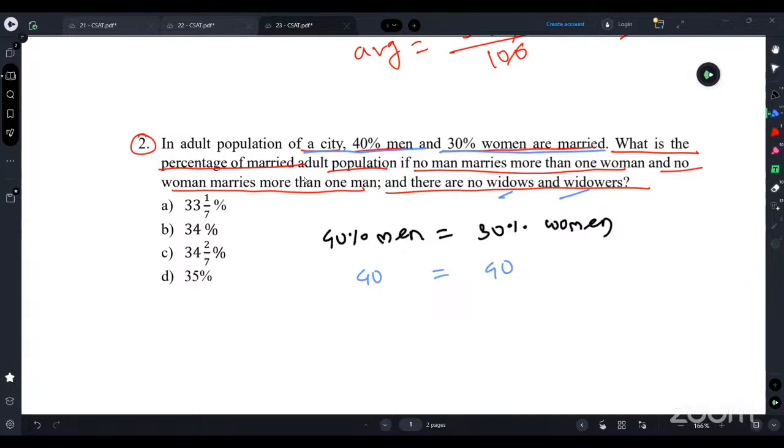So what I will have to do is, let's say there are X number of total men, so 40% of X. Okay guys, pay attention. What we know is there are 40% men.